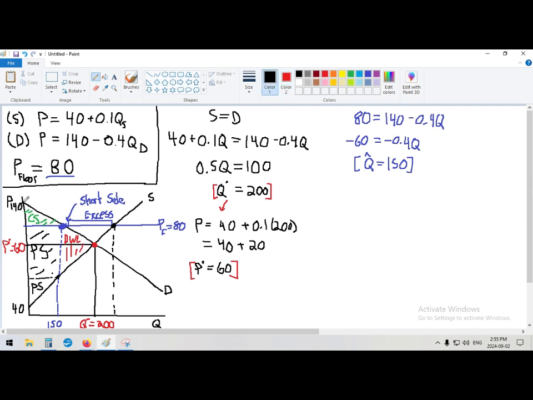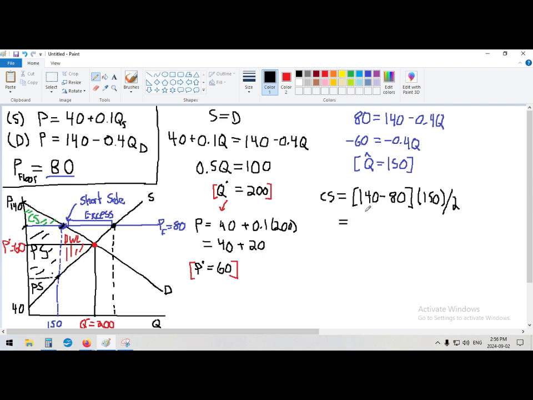So let's figure out consumer surplus because we have all the information for that triangle. We have all these 3 points here. So we can see the height of the triangle is going to be 140 to 80. So if we look at the consumer surplus, the height is 140 minus 80. And then for the base of the triangle, we can see it starts at 0 down here and it goes to 150. So that's just going to be 150.